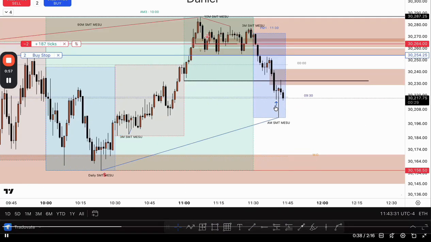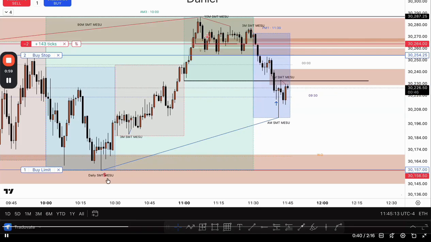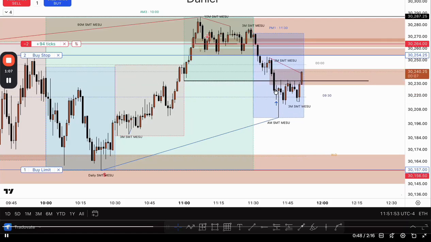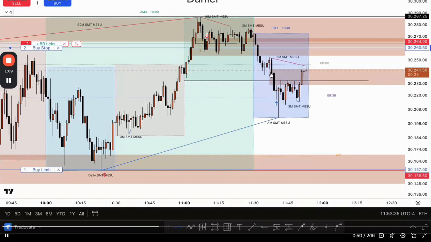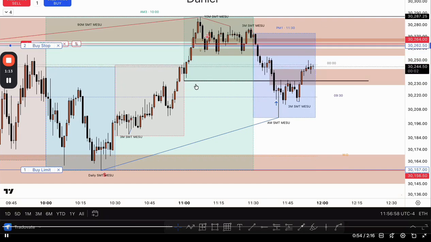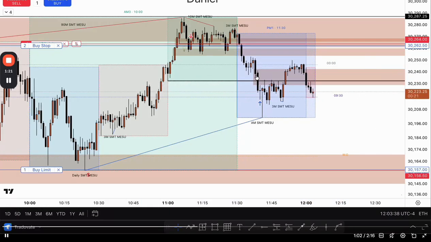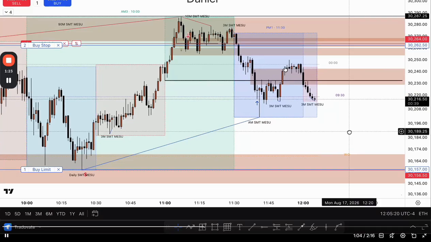We can see that I took a partial right there because we have a possible 90-minute SMT with ES. And notice this set of imbalances that I marked out, which is where? Through previous 30-minute low. Very important. So see how price keeps rejecting the midnight open as well as these imbalances, which is a good sign.